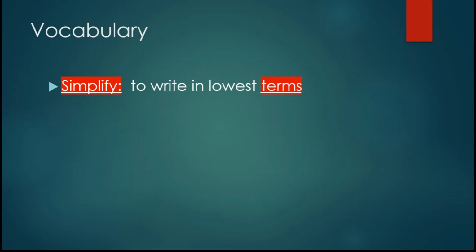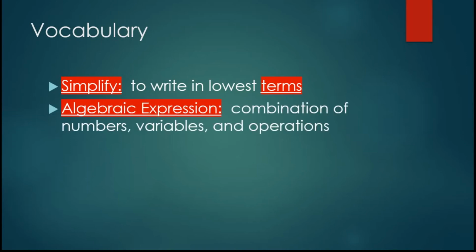So remember, that can be a variable, it can be a number, it can be the product of a number and a variable, the quotient of a number and a variable. The important thing is that they're always separated by addition or subtraction. And then just to refresh our memory on what an algebraic expression is, that's an expression that has at least one variable, some numbers, and some operations. It does not have an equal sign. That's when we're working with equations. We've talked about those differences.